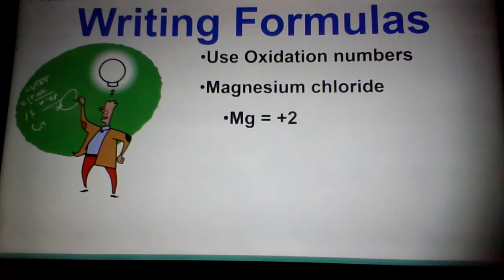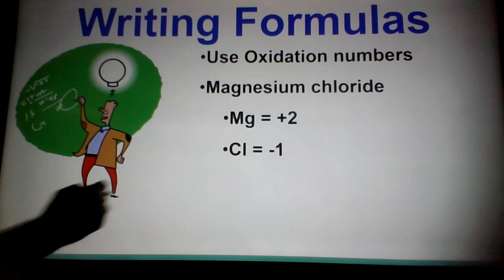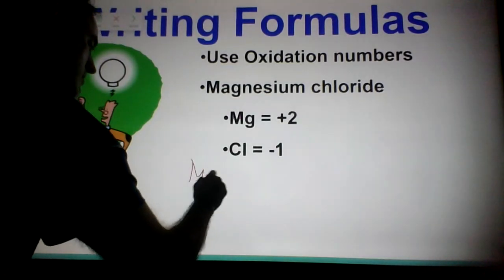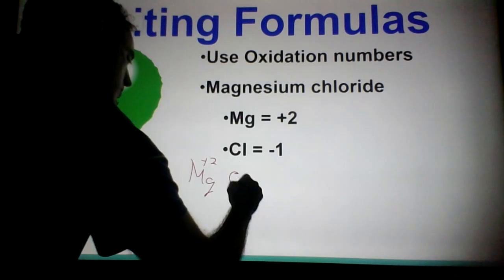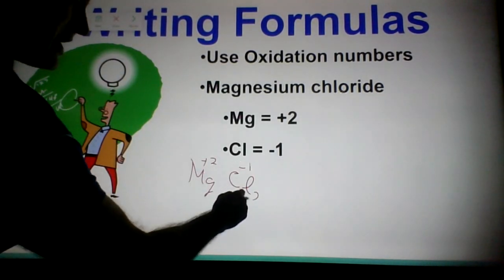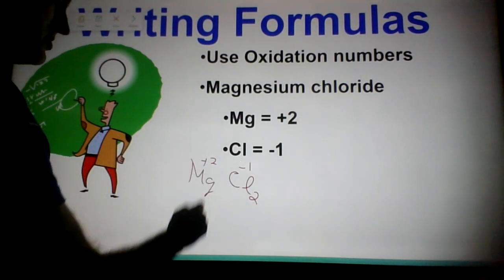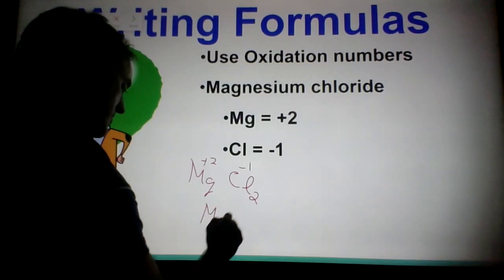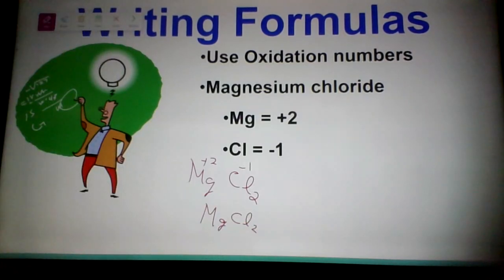And here we go. Magnesium has a +2. Chlorine has a -1. So once again, I'm going to write this out the longer way. Magnesium with a +2, chlorine with a -1. I need -1 twice to match that +2, and then my final answer is simply MgCl2. That's a pretty quick way to do it. I wonder if there's an even faster way to do this.